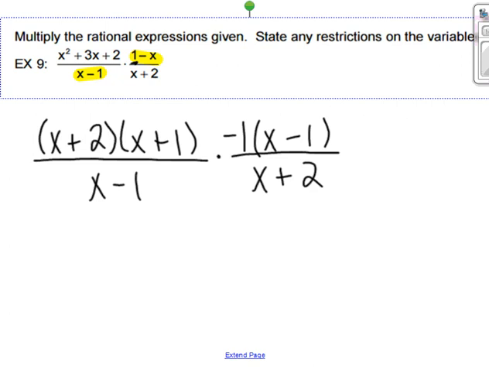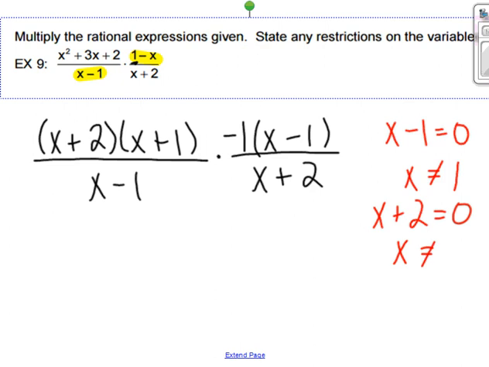So now that it's factored, I want to start looking at the domains. I'm going to take anything in the denominator and set it equal to 0 to know what my x can't be, because my denominator can never equal 0. So I set each one equal to 0, so I know my x can't be 1 or -2 right now.